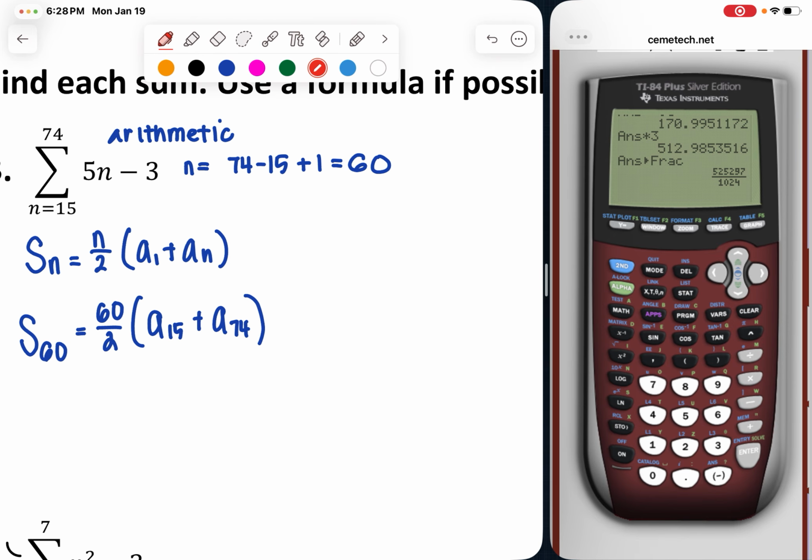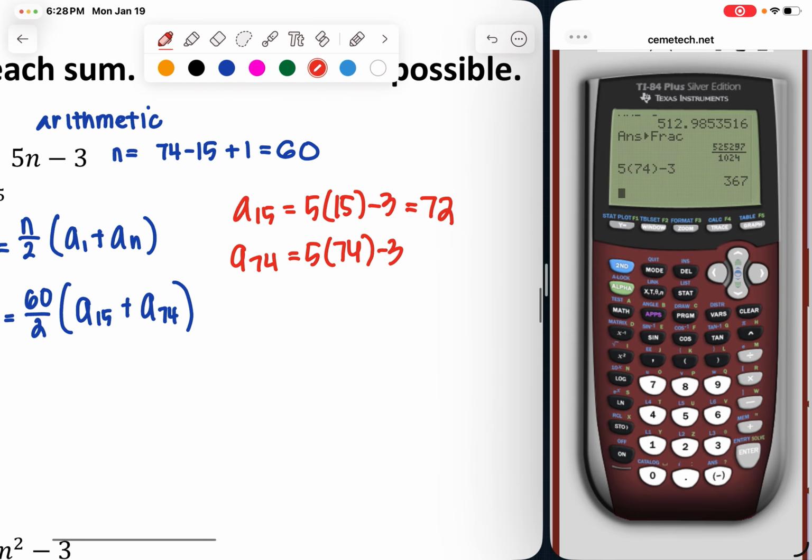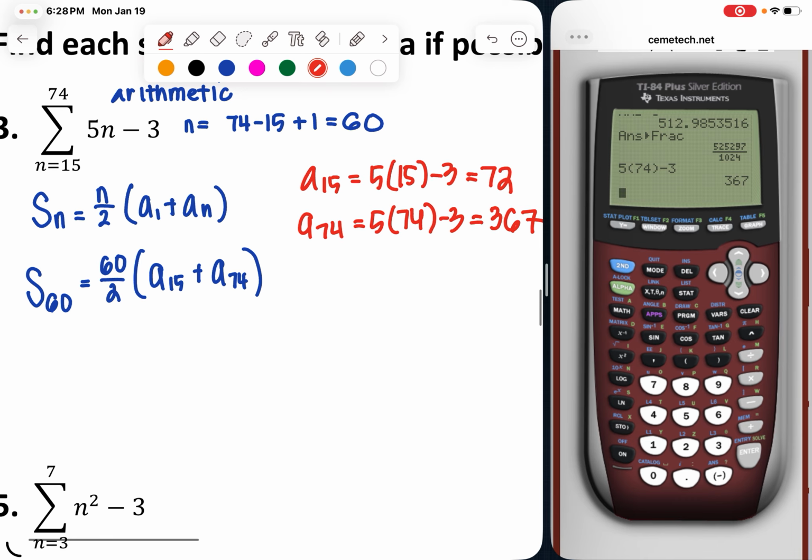All right, so I'm going to go off to the side and do a sub 15: 5 times 15 minus 3. That is 72. And then a sub 74 is 5 times 74 minus 3. I'm going to use my calculator for that. Minus 3 is 367. Five times 74 minus 3, yes. Okay.